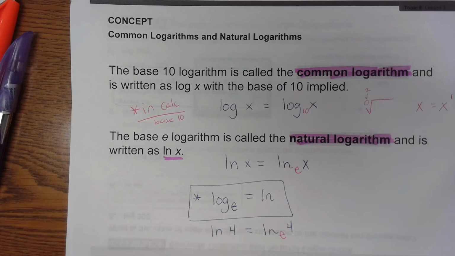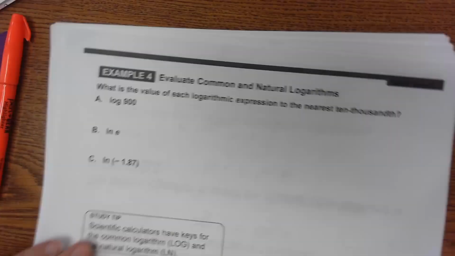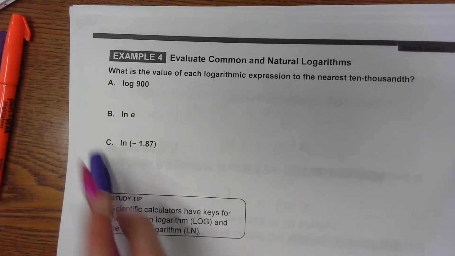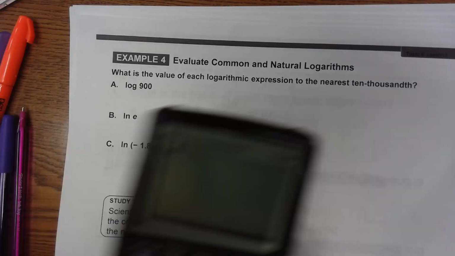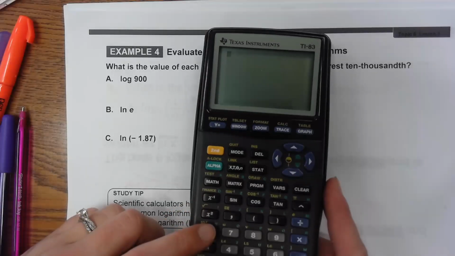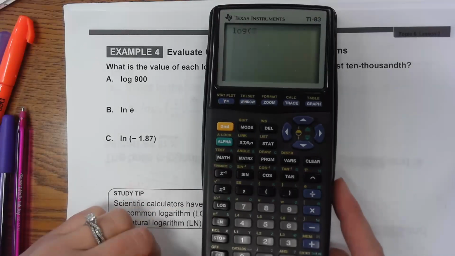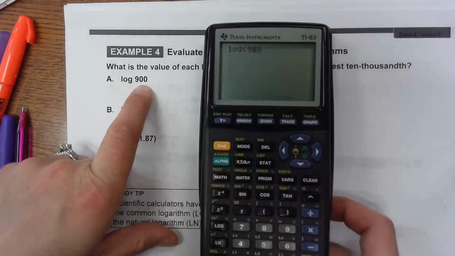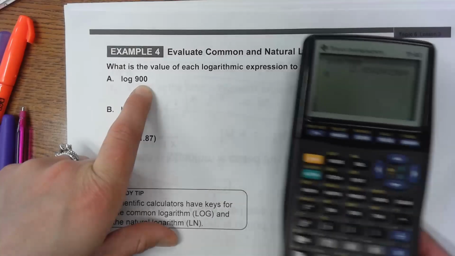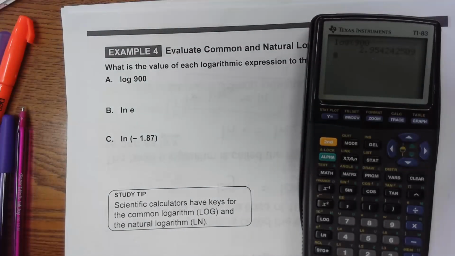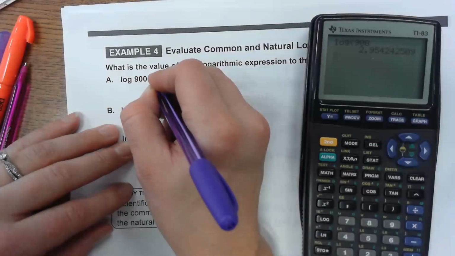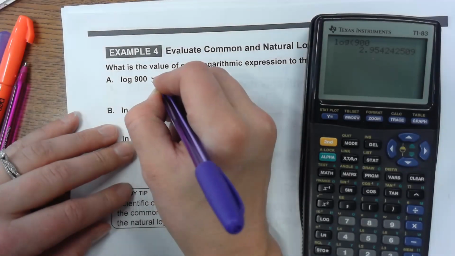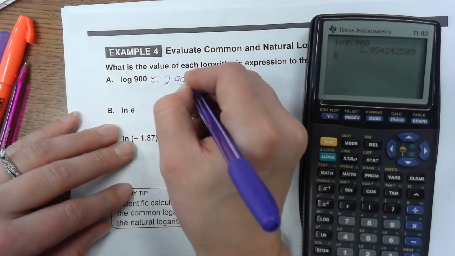Alright, we're going to work on some of this. So first off, we're going to just type this in. We're going to learn where these are on our calculator. You should have a log button. This is the common log. So I'm going to type in log, and I'm just going to type in the argument of 900. And we are going to round this to the nearest thousandth, so 3 decimal places, which gives us an approximation of 2.954.